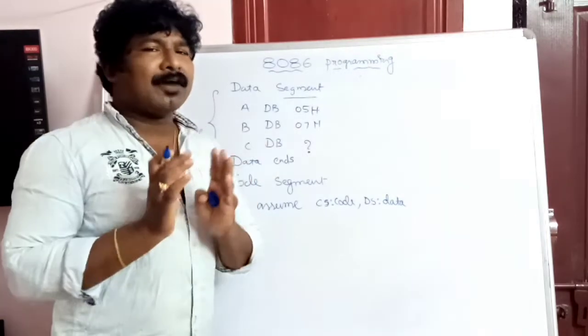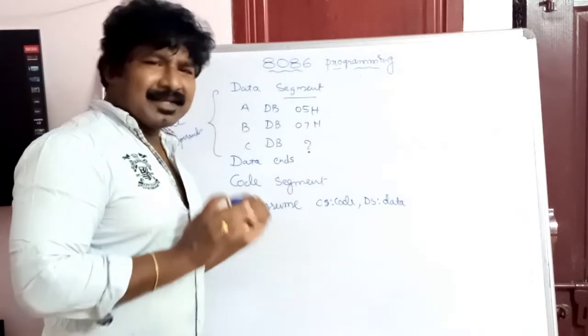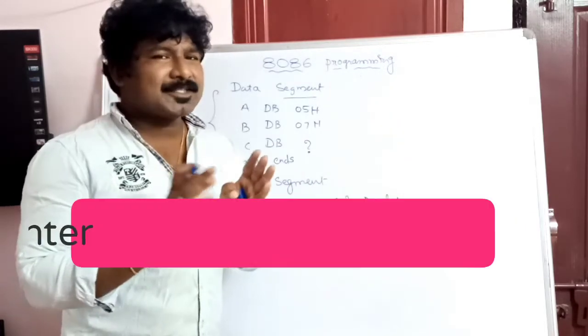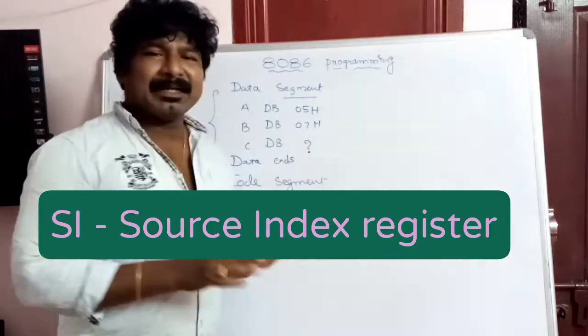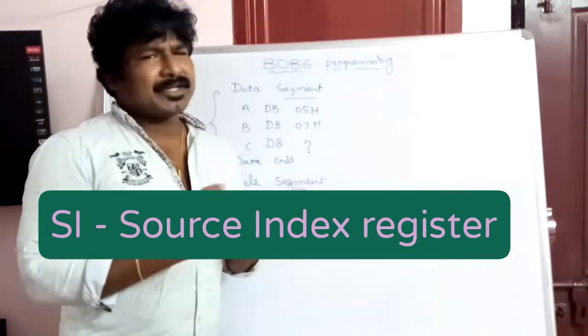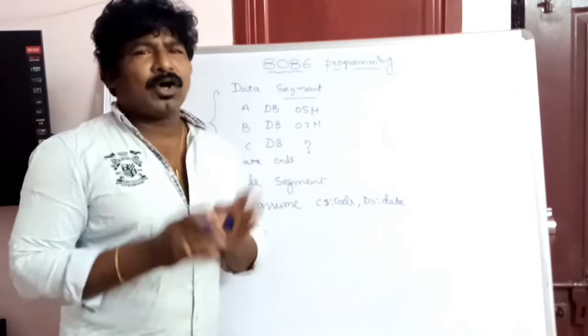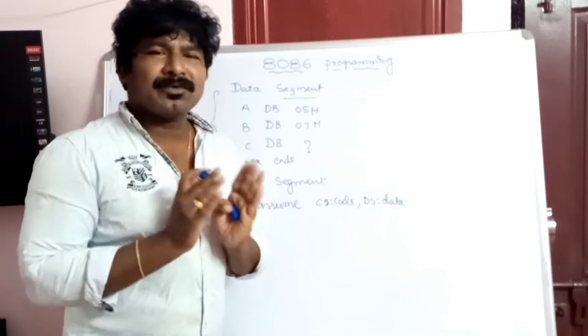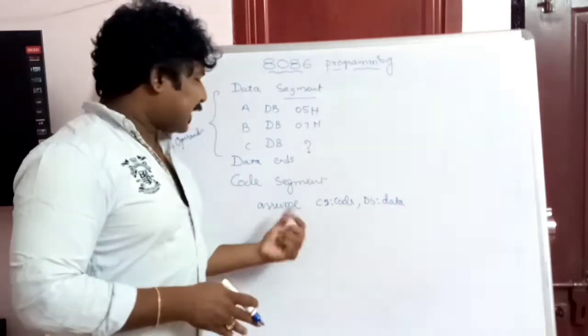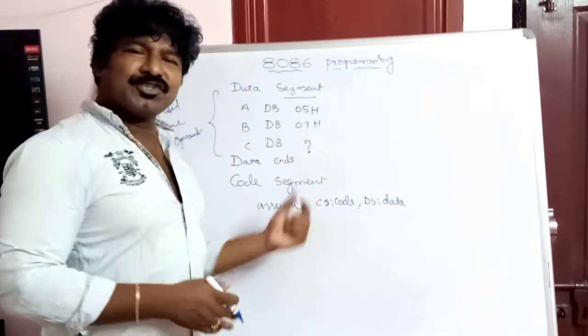The default offset addresses of all code segment statements will be taken into a register called IP. Similarly, the offset addresses of the data segment will be taken into the SI. So there is no need to specify those two things. All you have to specify is the names that you have given to the code segment and the data segment. So I have specified them here with my command called assume.